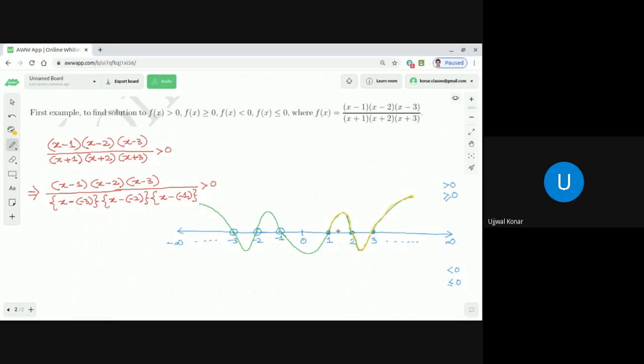What is the power of x minus 1 here, dear students? Is 1, which is odd. So again, I will cross the number line from above the number line to below the number line. I come down, and again go where?